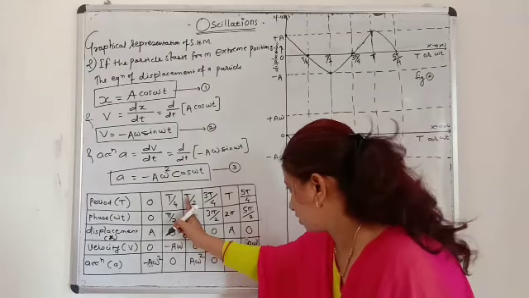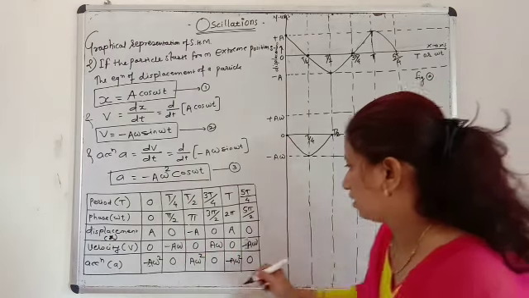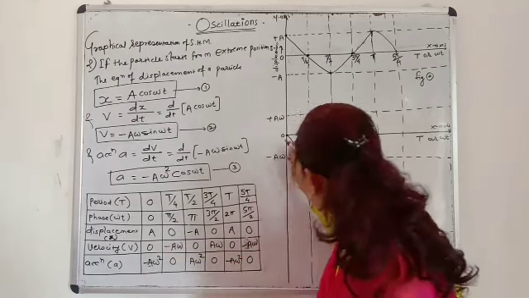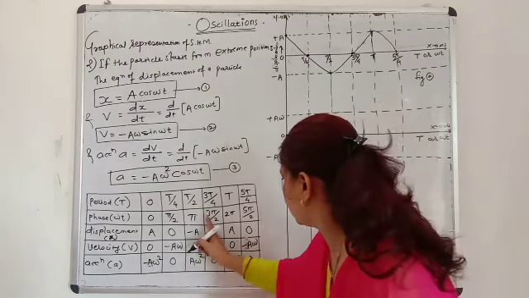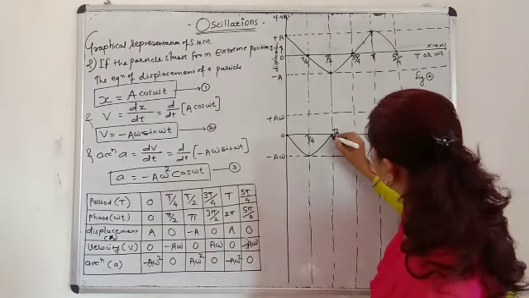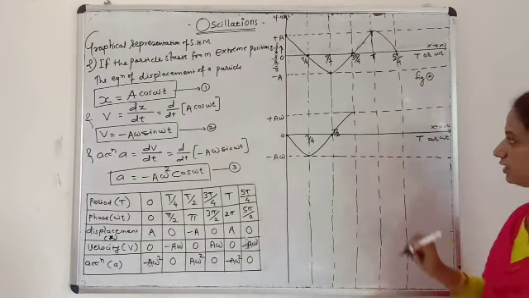For the T by 2 period, the velocity becomes initially 0, then minus A omega. Then again 0. Then for the 3T by 4, it becomes A omega. The nature of the graph is like that.